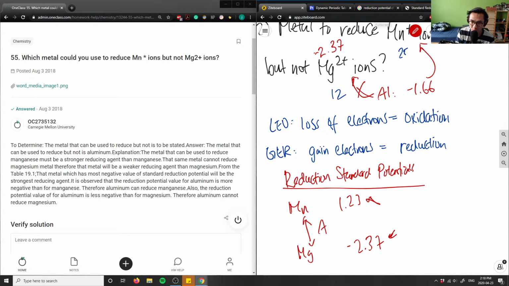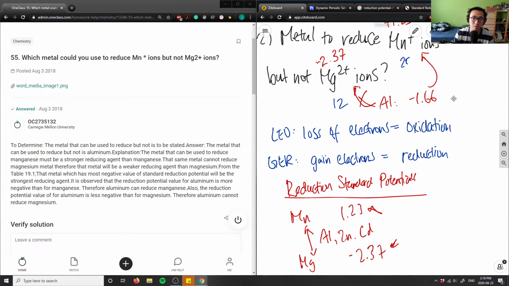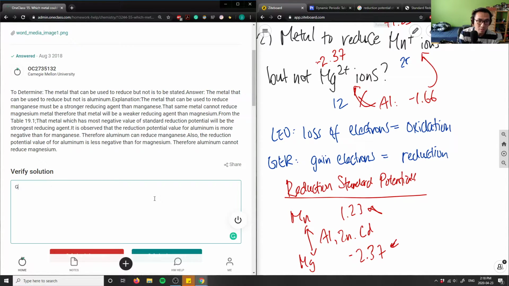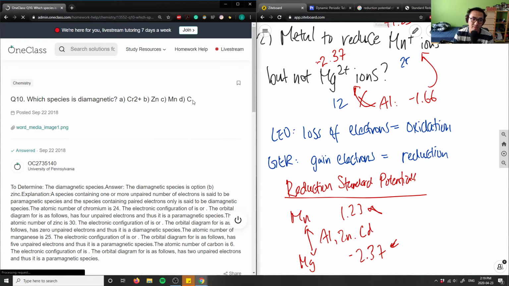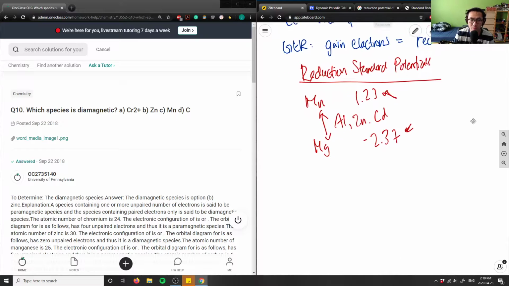They picked aluminum here, but you could pick something like zinc or cadmium. These are all acceptable metals to reduce manganese, but not magnesium. So there are a lot of correct answers for this solution. Great solution. I wish that you attached whatever Table 19.1 is for standard reduction potentials. But aluminum would be an acceptable answer to reduce manganese, but not magnesium. It really depends on the table, and you're given this table on the test. So that's number 2. That's good.